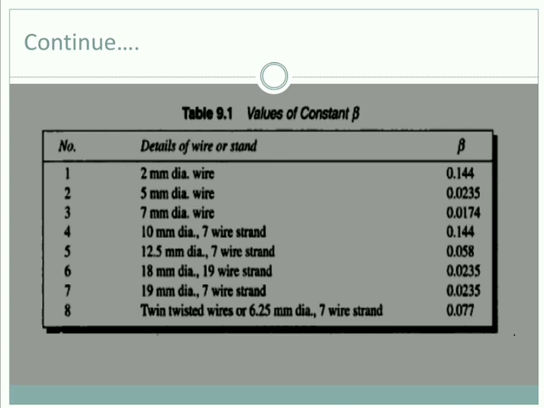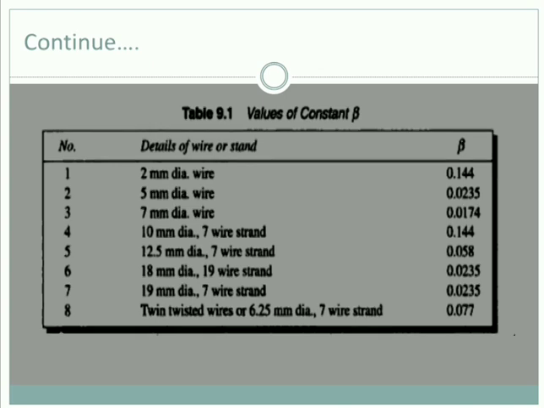We have nearly 8 parameters. Initially, a 2 mm diameter wire, 5 mm diameter wire, 7 mm diameter wire. That means the beta value varies with the diameter of the wires. Then we have combinations like 10 mm diameter 7 wire strand, 12.5 mm diameter 7 wire strand, 18 mm diameter 19 wire strand. These are some of the standard combinations which are used in case of PSC.